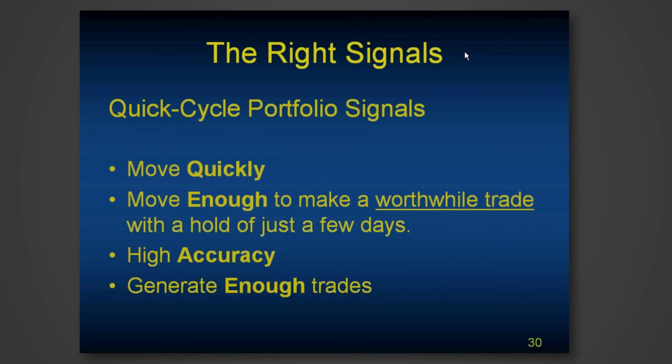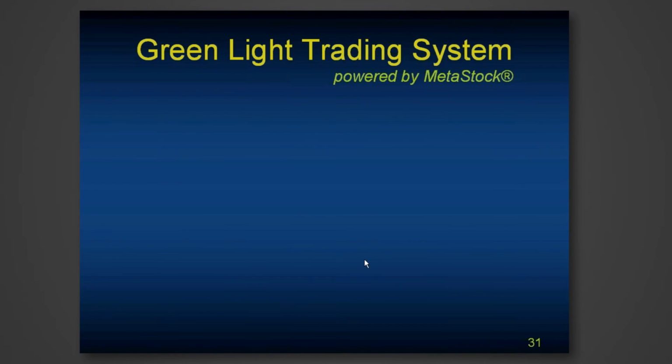Now, to make this work, there is one thing you do need, and that's the right kind of signals. We call them quick cycle portfolio signals. They have to move quickly. They have to be signals that move, basically tomorrow if you're using an end-of-day system. You're not going to want to sit around. You want to hold the trade only for 1, 2, 3 days, maybe 4 days tops. They have to move enough to make it worthwhile to trade. They have to be fairly accurate, but as we just showed, anything over 50% is good. But the more accurate, the better.